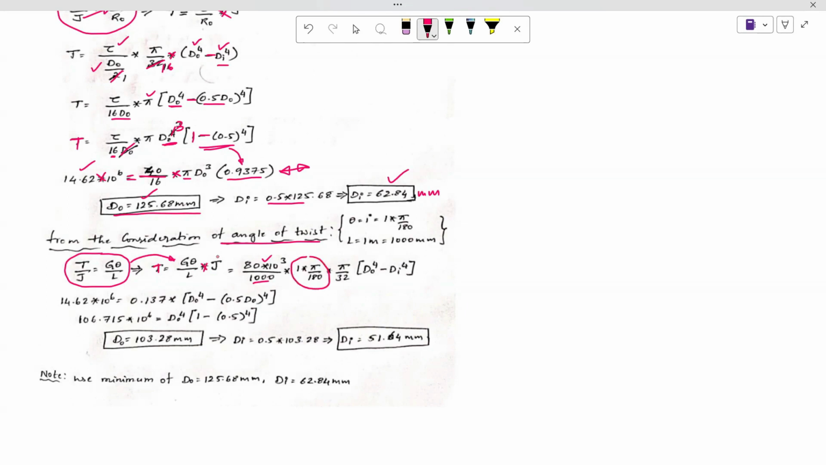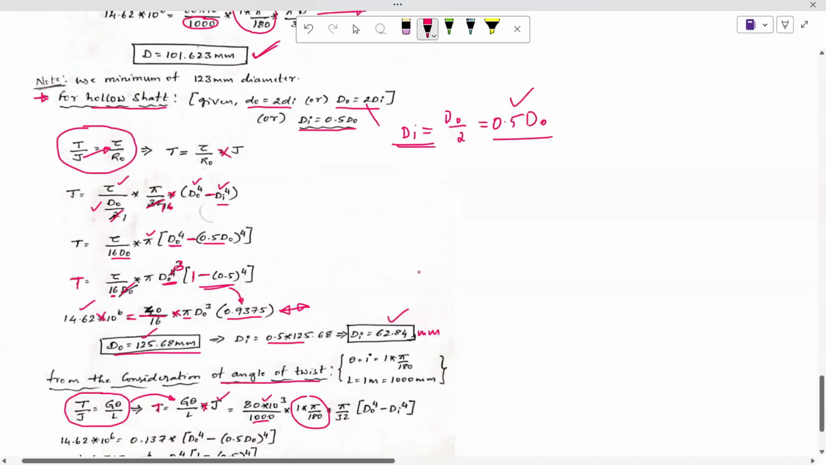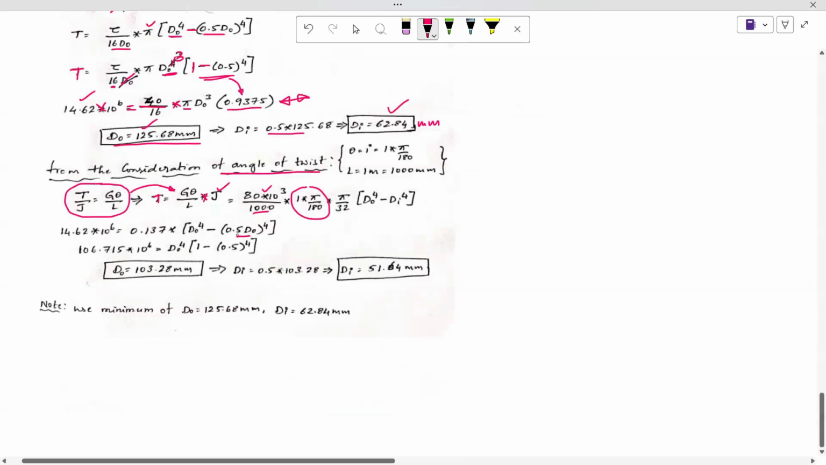And here is where you will find the difference. J is equal to pi by 32 times d naught to the power of 4 minus di to the power of 4. Again, di is 0.5 times d naught. Substitute that value here and take d naught to the power of 4 common, so 1 minus 0.5 to the power of 4. If we do the mathematical calculation, you will get d naught equal to 103.28.